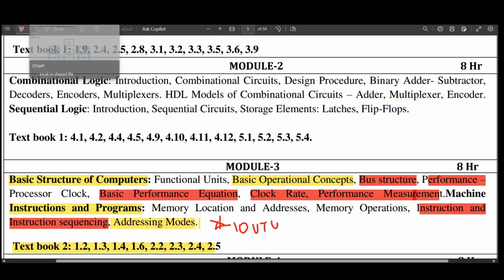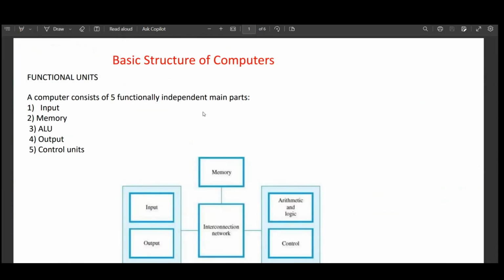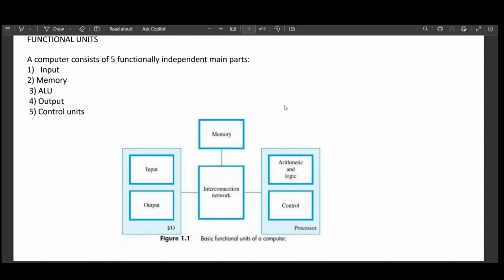So let's get into the concept. In the first video I will be briefing the functional unit, which is the basic knowledge that you have to have. So let's start. Most probably all of you might be having a laptop or PC by now, and if not, you might have seen PCs, that is desktops, in your college labs or school labs. So this is the functional unit of the computer.